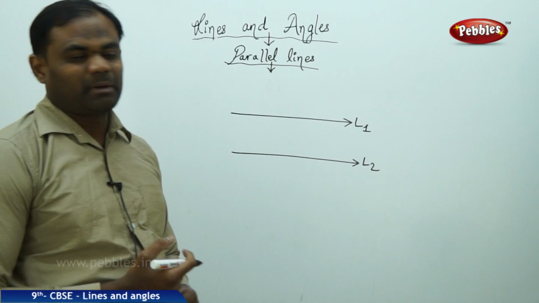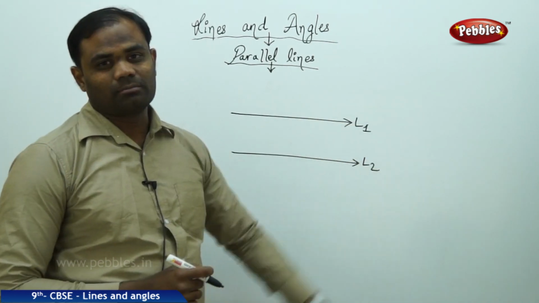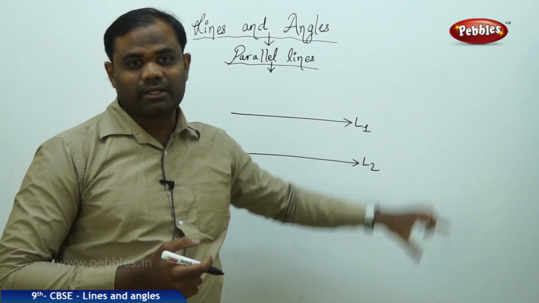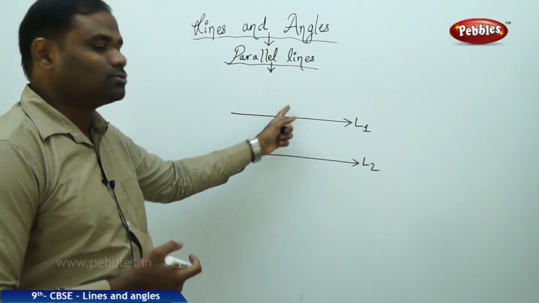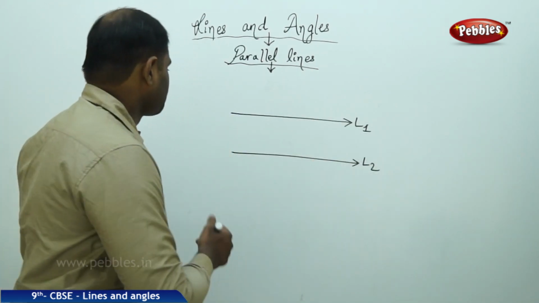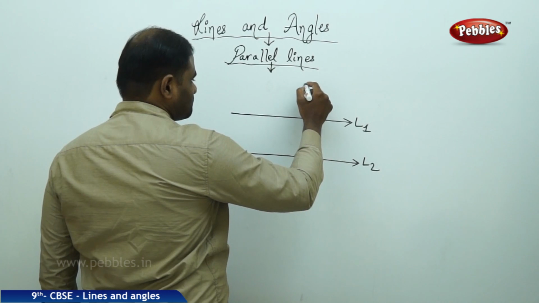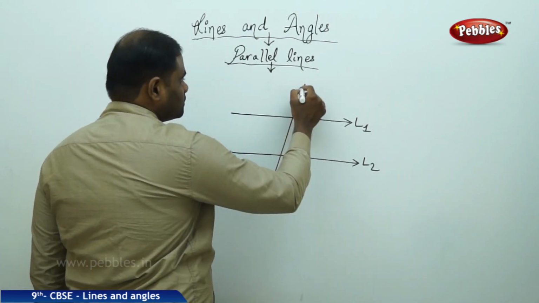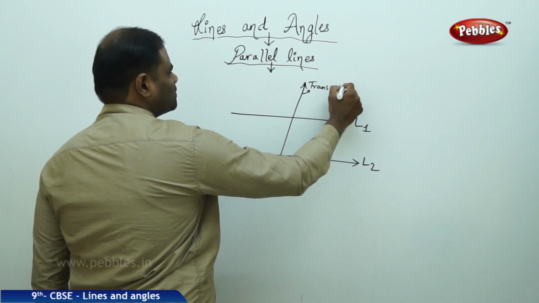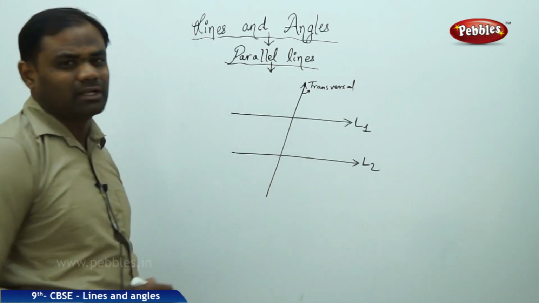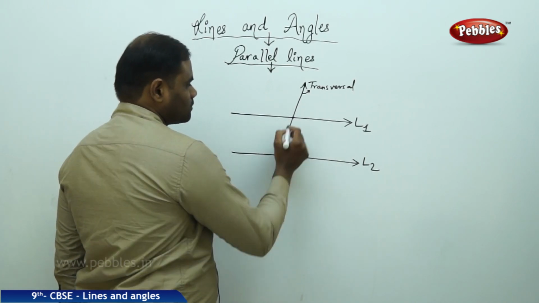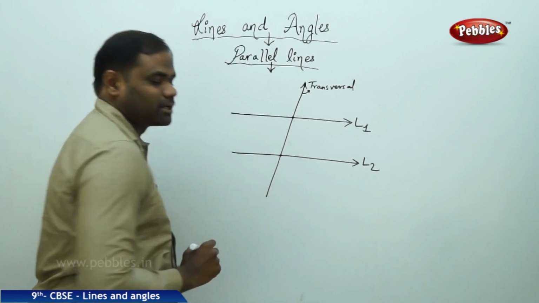So these two lines are parallel because they go on and on, but they never meet. And interestingly, there will be equal distance at every pair taken on the two lines. They are at equal distances everywhere. And let me say there's a transversal which cuts the lines L1 and L2 at these two distinct points, these two points of intersection.